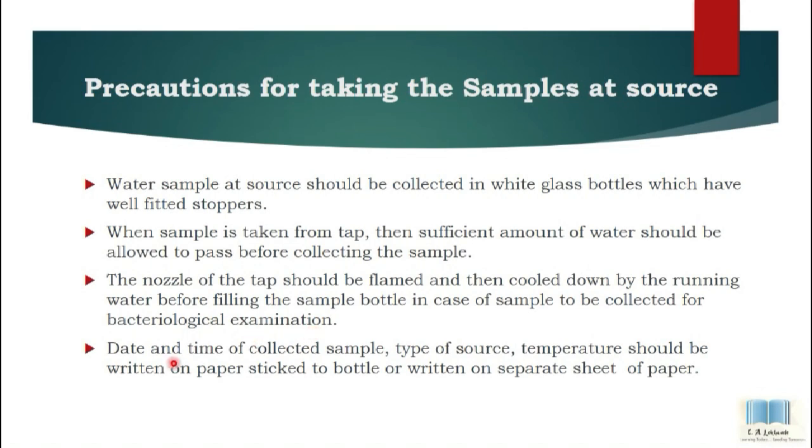And the last precaution is the date and time of collection of the sample. The time, source and temperature should be written on paper and stuck to the bottle or written on a separate sheet of paper. So these are the various precautions which should be taken during water sampling.